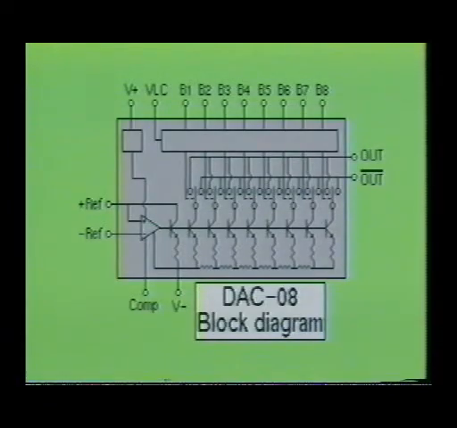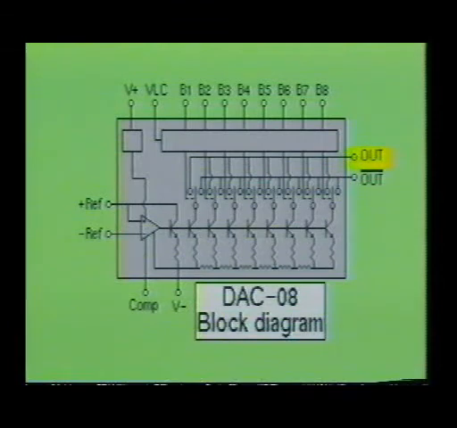Internally, this device contains the R2R ladder network, electronic switching devices, current sources, and a reference amplifier. Notice there are two current output terminals. One is the true output and one is the complemented output.